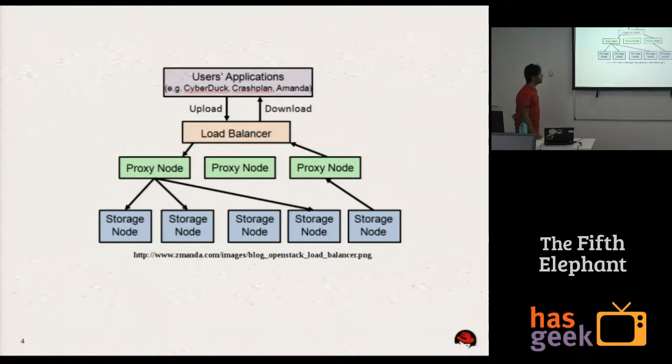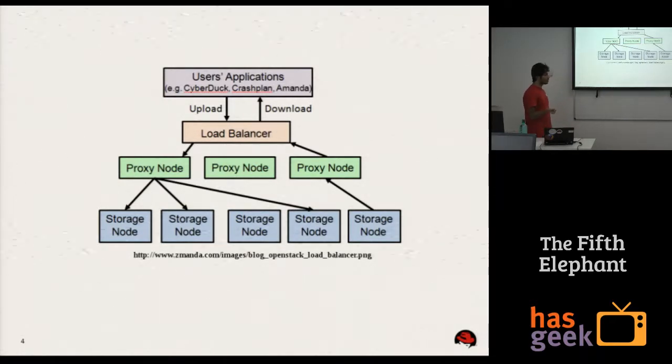So this is how clients would access a Swift cluster. You have storage nodes which are not accessible to the outside world, so they are behind a LAN. And you have proxy nodes which are publicly available, so clients can talk to proxy nodes. Proxy nodes, if you see it in one sense, can be single points of failure.